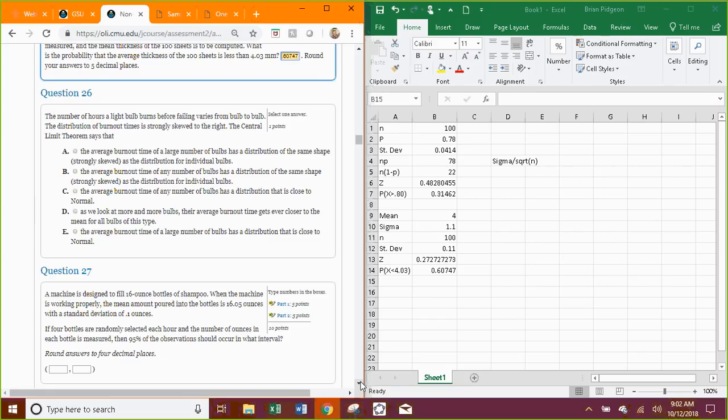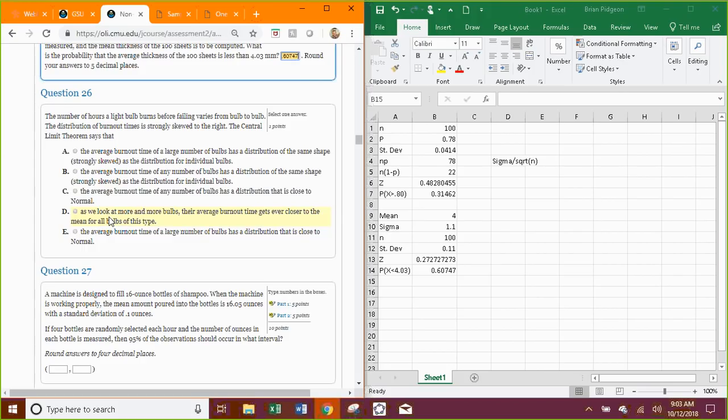Question 26. The number of hours a light bulb burns before failing varies from bulb to bulb. The distribution of burnout times is strongly skewed to the right. The central limit theorem says that... The central limit theorem is what allows us to conclude that the sampling distribution will be normal when the sample size is large enough. So, the average burnout time of a large number of bulbs has a distribution of the same shape? Nope. Of any number of bulbs, the same shape? Nope. For any number of bulbs, close to normal? Nope.